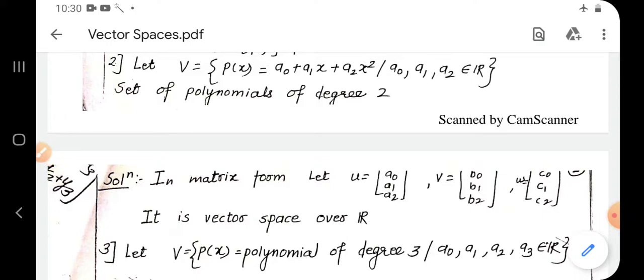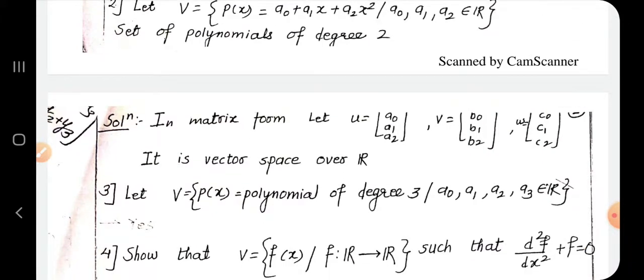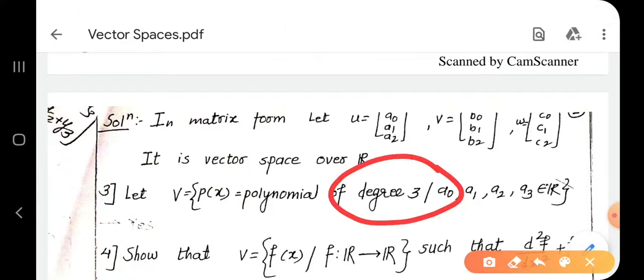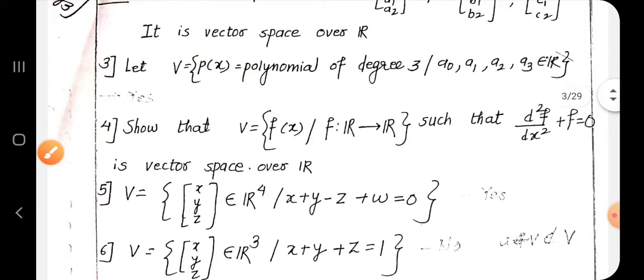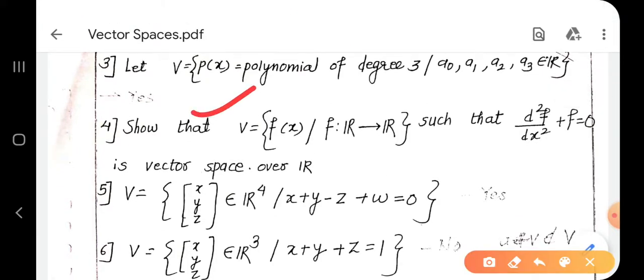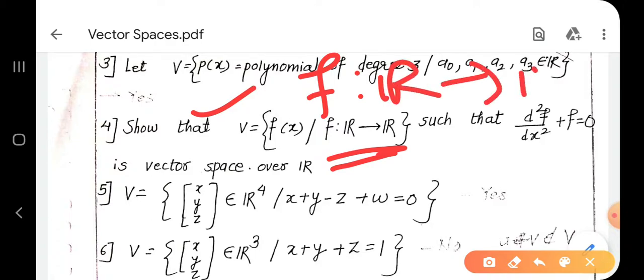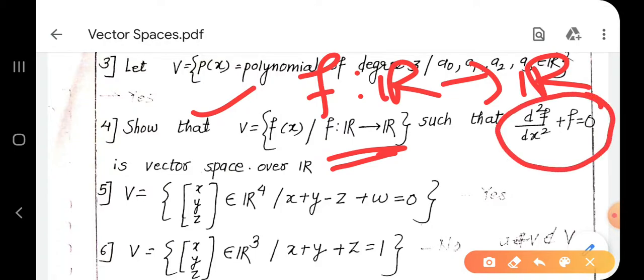Understood it? Okay. Similar way you can try for vector space of degree 3. It is also a vector space. Next one is the fourth problem which we are going to solve here. V is equal to f of x such that f from R to R, means all functions which go from real number to real number such that d square f by dx square plus f is equal to 0. Now you can try here d square f by dx square plus f is equal to 0. Is it a vector space or not?